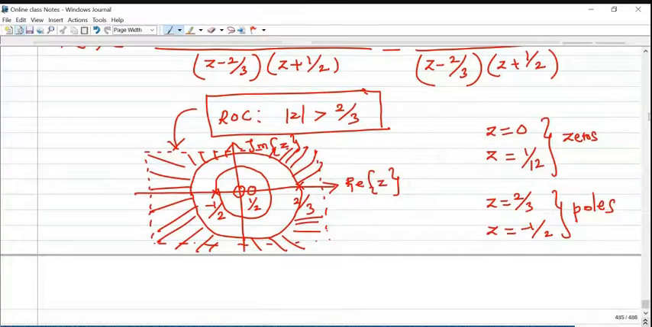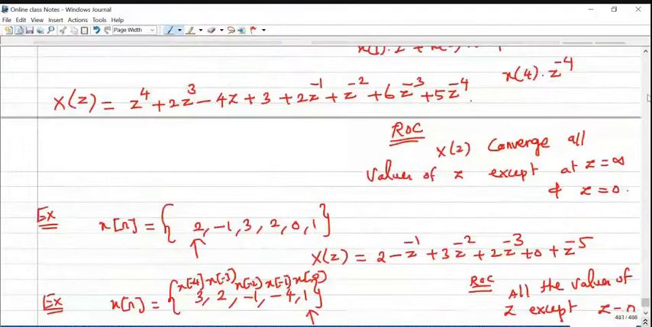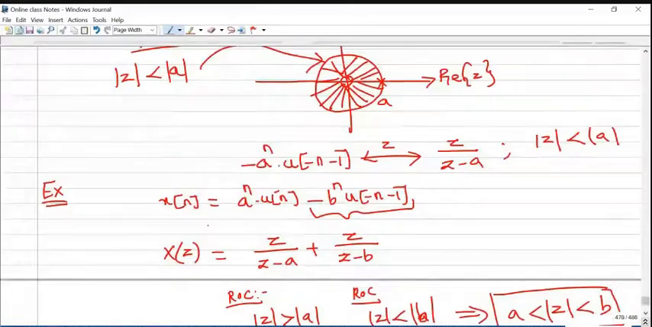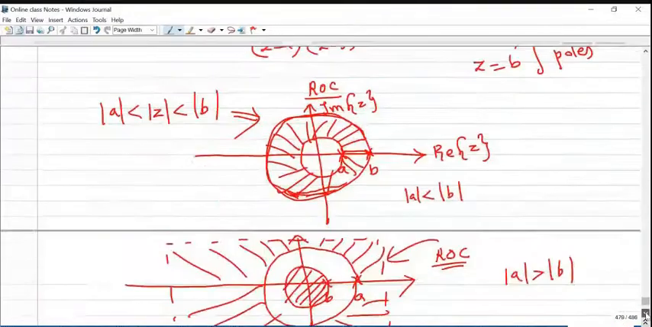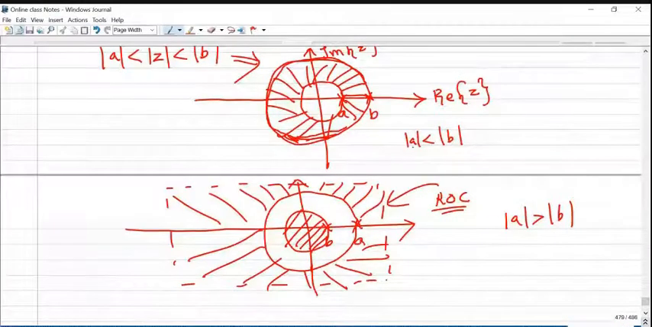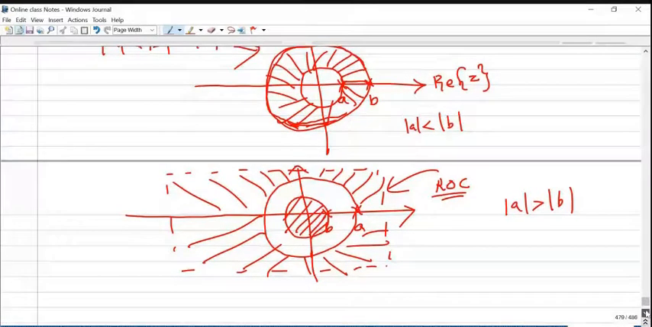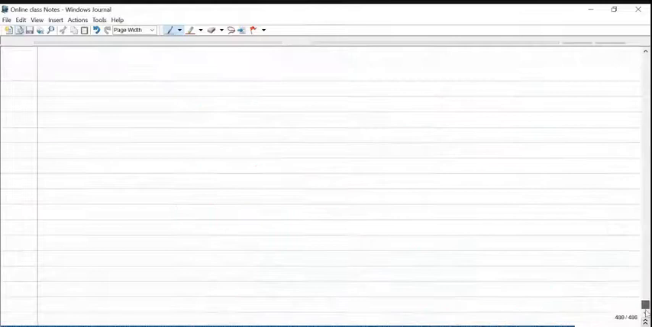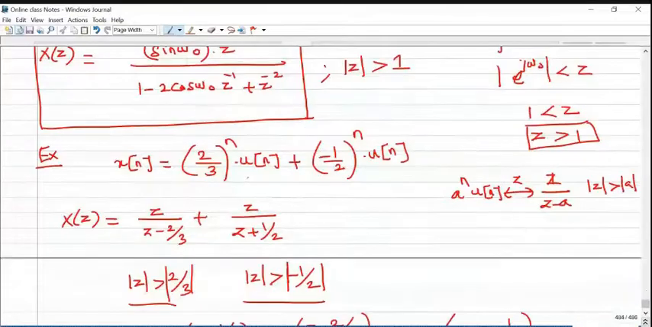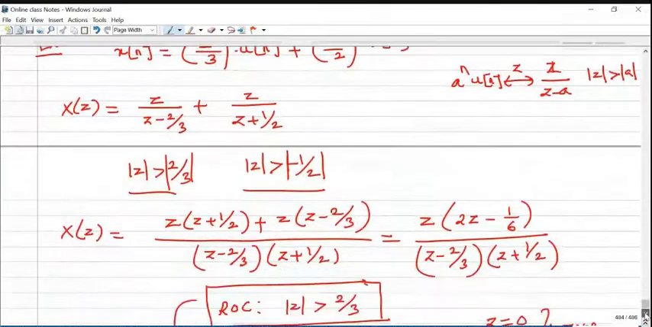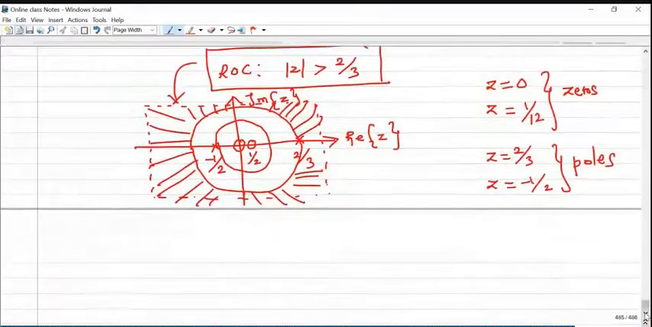Okay. In yesterday's class, one causal signal and one non-causal signal were mixed: u of n, u of minus n minus 1. Then how to show the ROC? By considering a less than b, a greater than b. If the a value and b value are given, then accordingly you can plot it. So in this example, both are causal signals, u of n, u of n. Two poles are there. Outside of the outermost pole is your ROC.